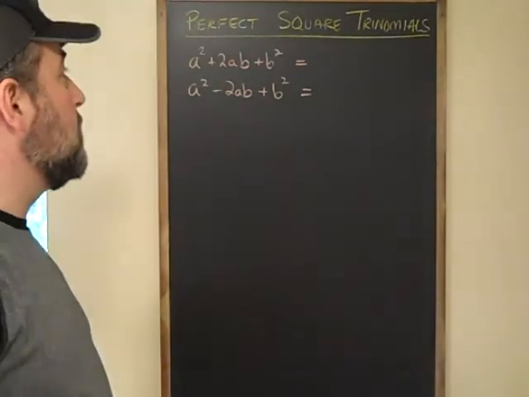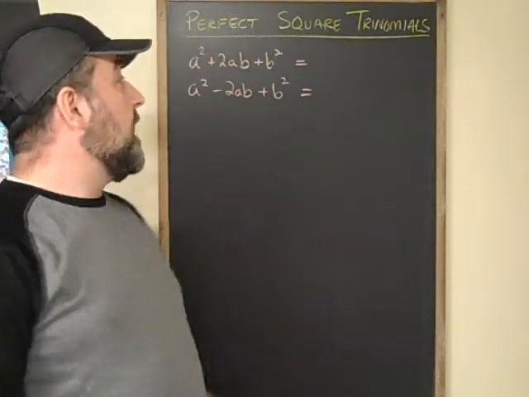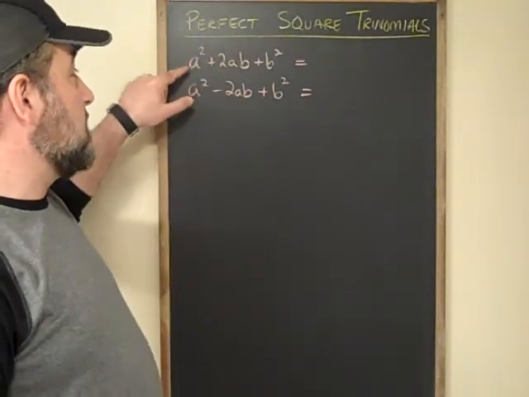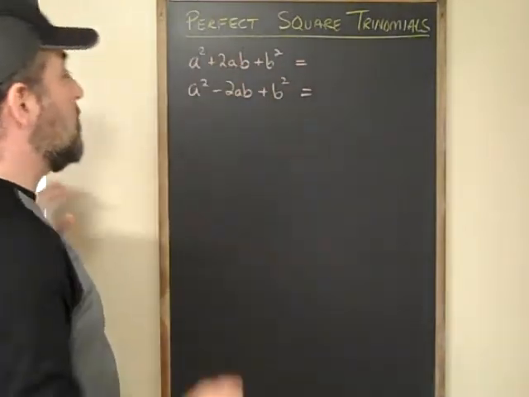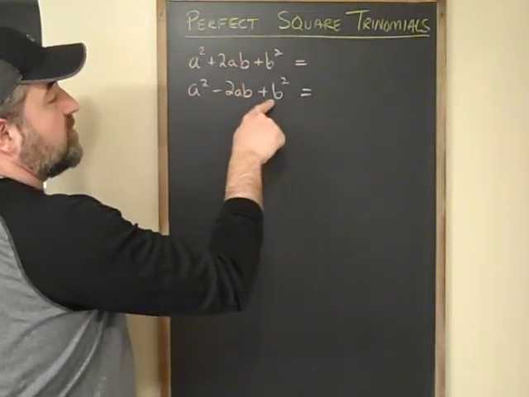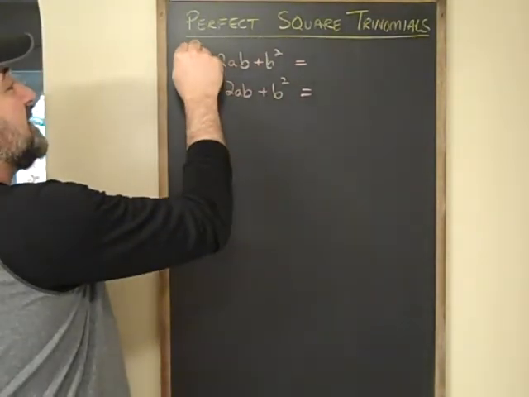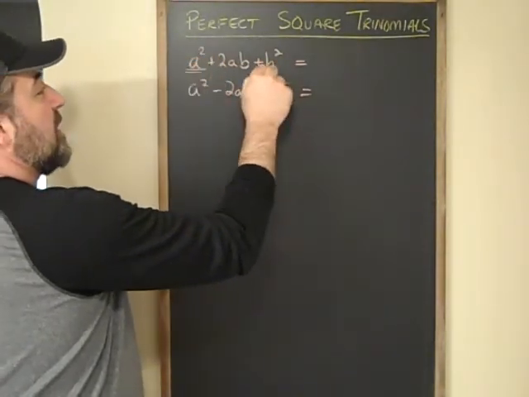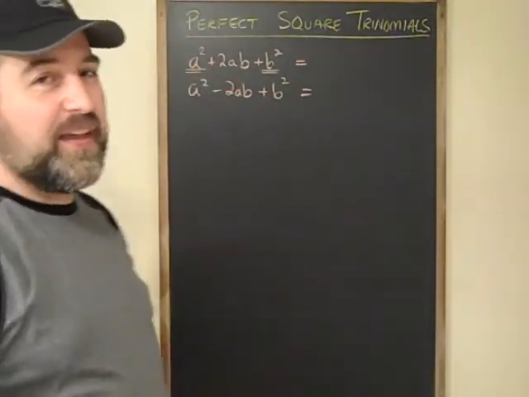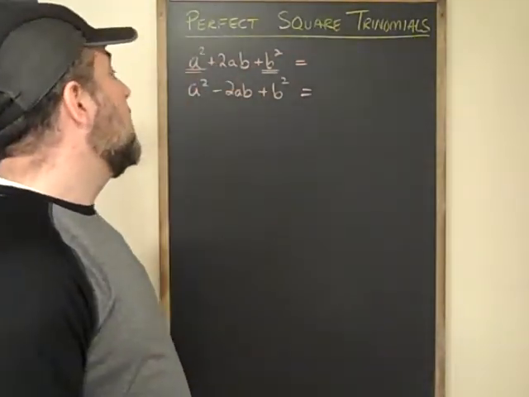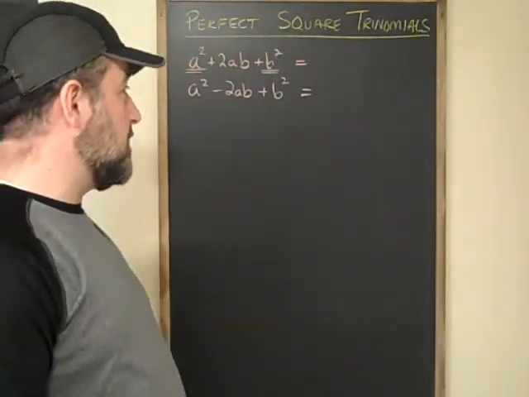We now move on to factoring perfect square trinomials. And the patterns are going to look like this: a squared plus 2ab plus b squared, or a squared minus 2ab plus b squared. It's easy to recognize that the first term and the last term are going to be perfect squares. You have to do a little digging to figure out how the middle term is related to 2ab, and I'll show you that in just a little bit.